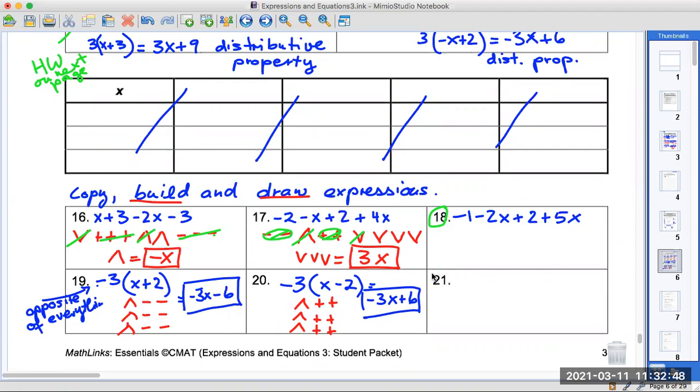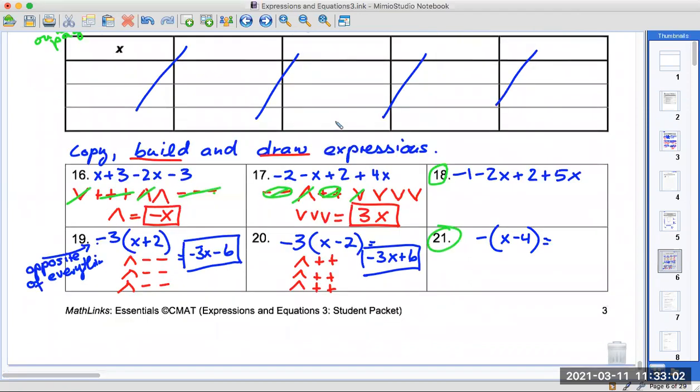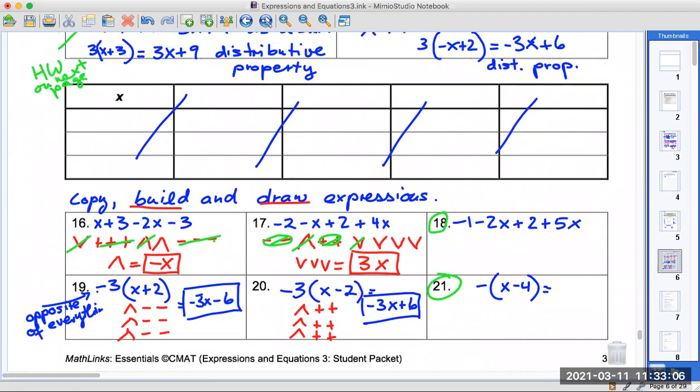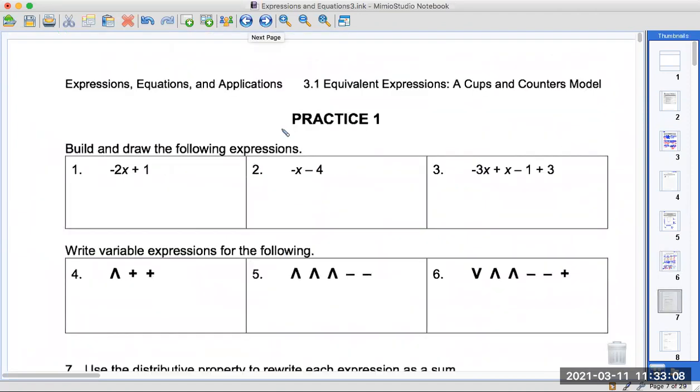So this one is homework. I'll give you the question. -x minus 4. Okay, so I want to see if you can figure that one out. So that was page number 3. Okay, and this is homework.